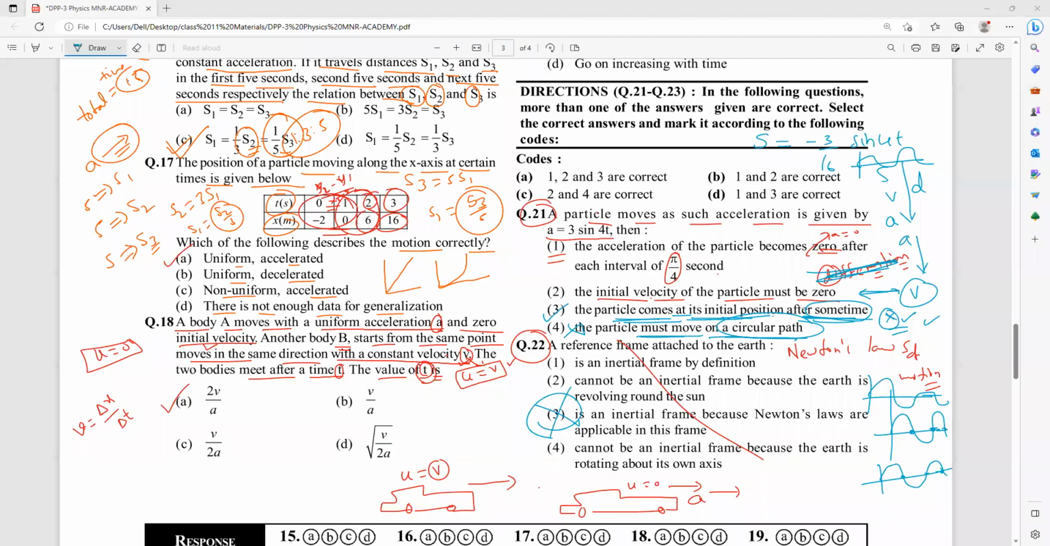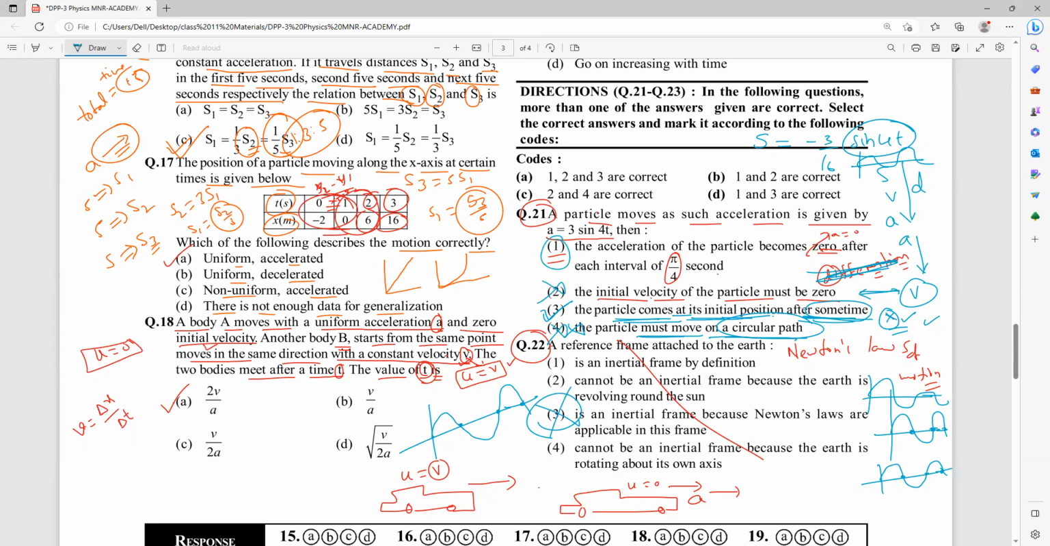Yes, please tell me. So we know that s is equal to minus 3 by 16 sine 4t. So the given function is a sine graph. We know that if it is a sine graph, after every time interval, the body will come to the initial position. Is it right or wrong? Pradosh? Yes, sir. So option 3 is correct. Now option 2 is wrong. Option 4 is wrong. Now we have to verify whether option 1 is right or wrong.